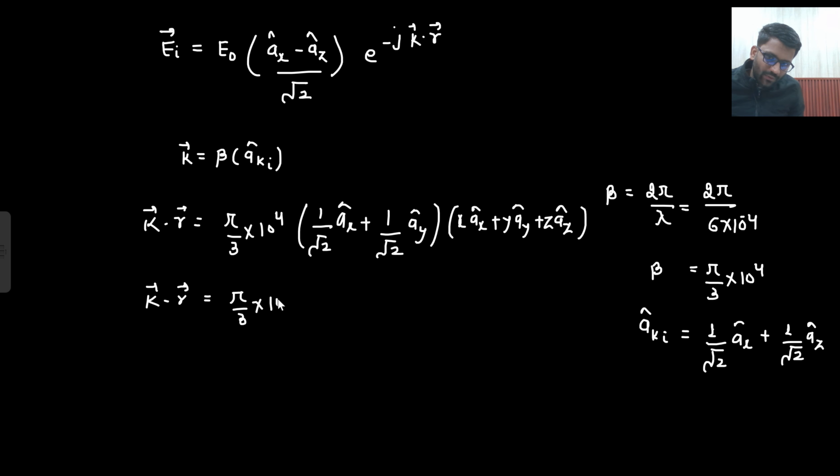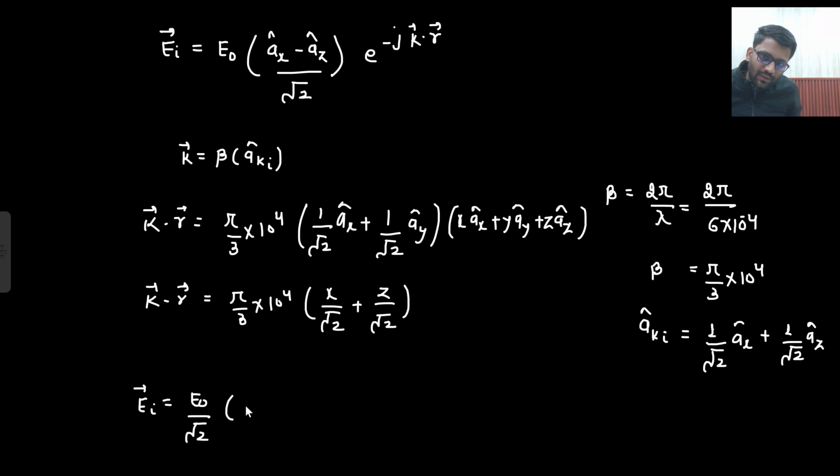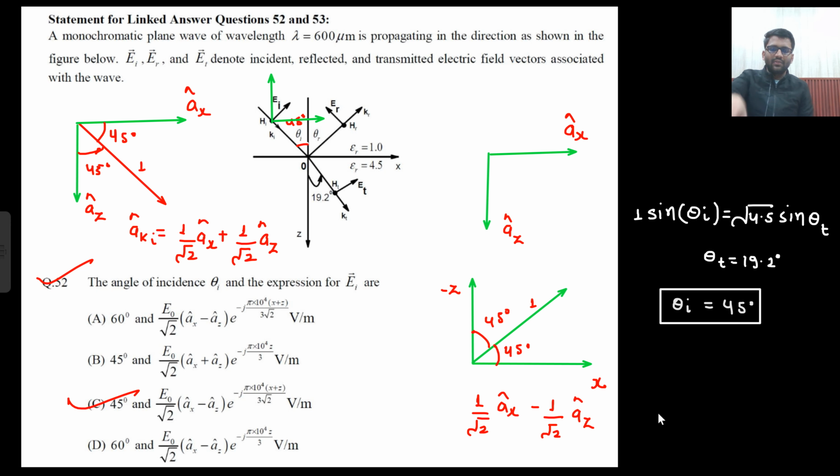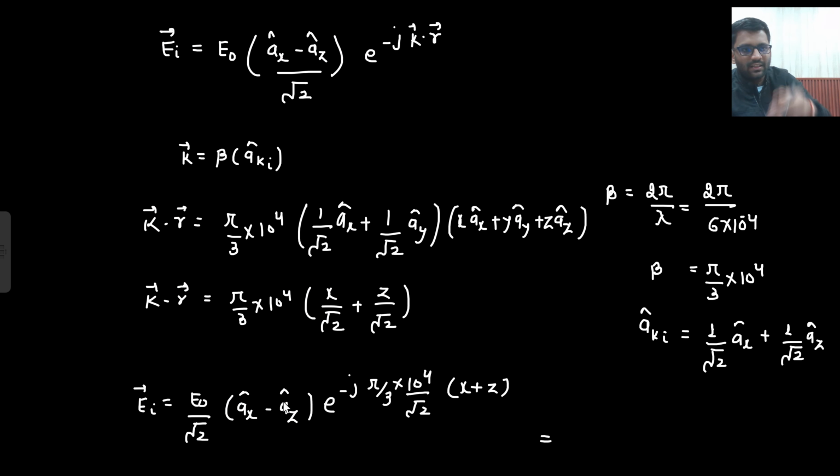Pi by 3 into 10 to the power 4 x by under root 2 plus z by under root 2. So from here your EI expression comes out to be E naught by under root 2 (ax cap minus az cap) e to the power minus j pi by 3 into 10 to the power 4 by under root 2 (x plus z), because under root 2 is common and I can take it outside. That's it. This is your EI. So this is how you can get the complete answer. If this question was asked in ECE mains, this is how you would solve it. Otherwise, by the options it was very easy.